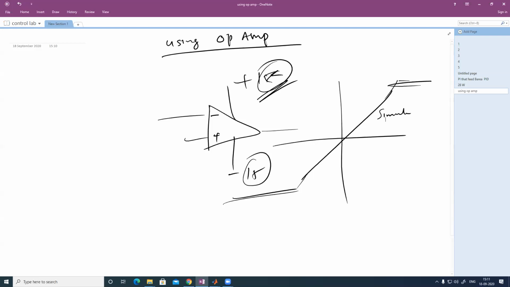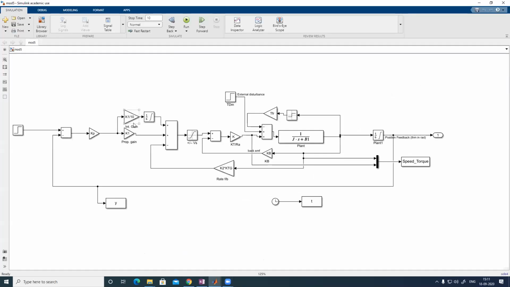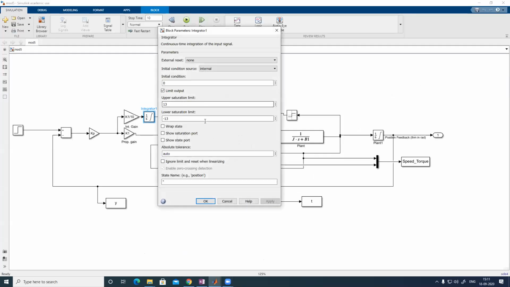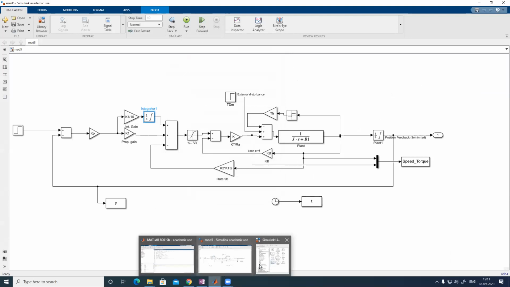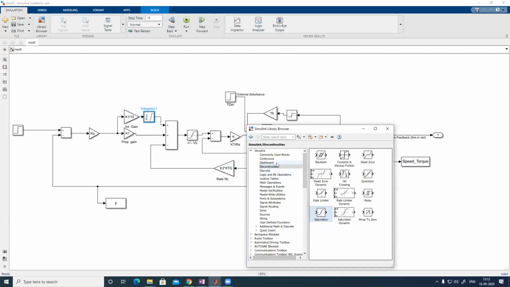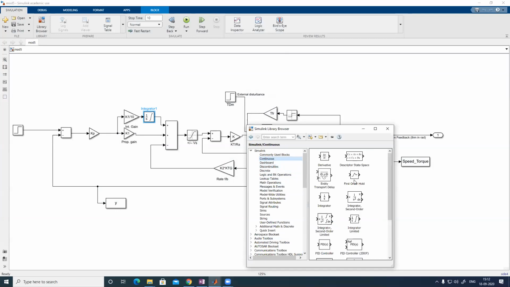So you are limiting this integrator to plus or minus 13 volt. Its linear range is plus or minus 13 volt. It can supply maximum up to 15 volt, but in the linear range it is plus 13 and minus 13 volt. So you have to limit within the integrator. That is called a limited integrator, which is available in the continuous block, the continuous block limited integrator.